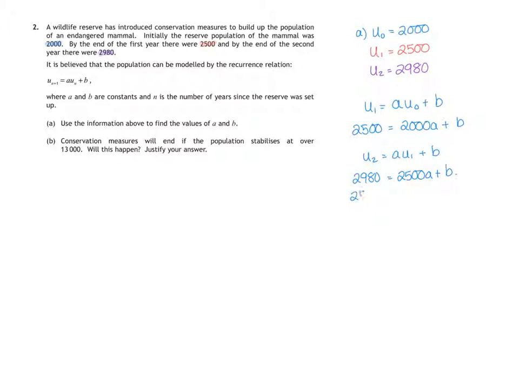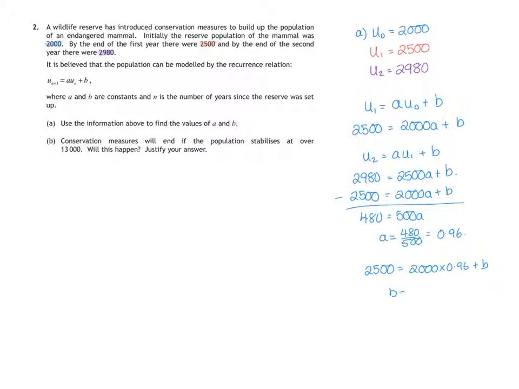We can place the second one underneath, and then we can take them away from each other, and that'll give us our value for A. So we subtract them, and then we're going to get 480 is equal to 500A. So A is 480 divided by 500, which is 0.96. Then we can substitute that into the first one to find our B. So if we use our first one, we have 2,500 is equal to 2,000 times 0.96 plus B.